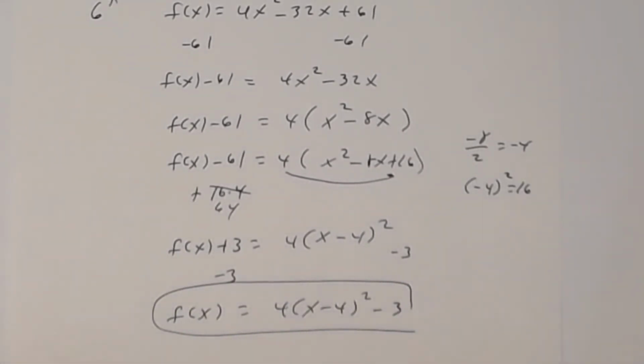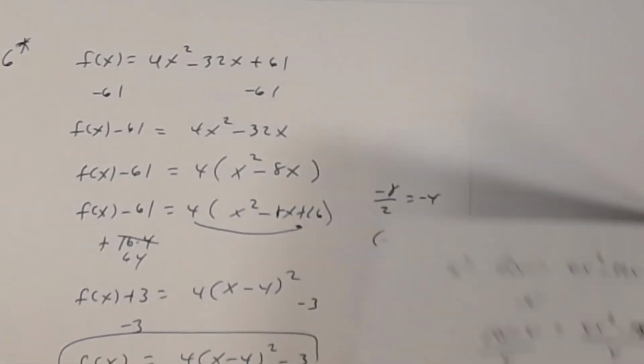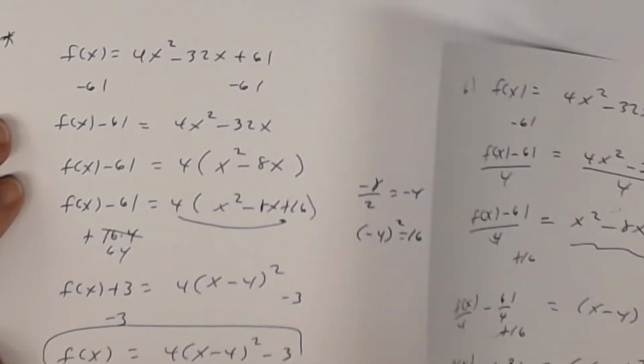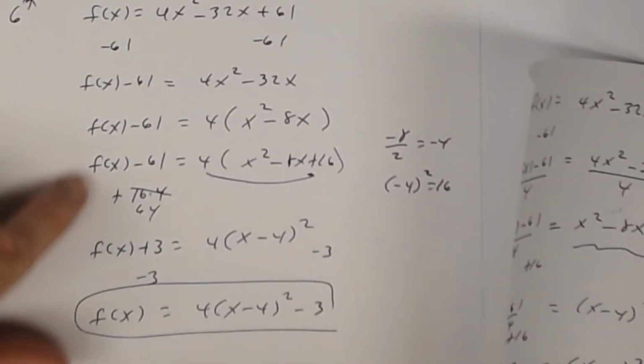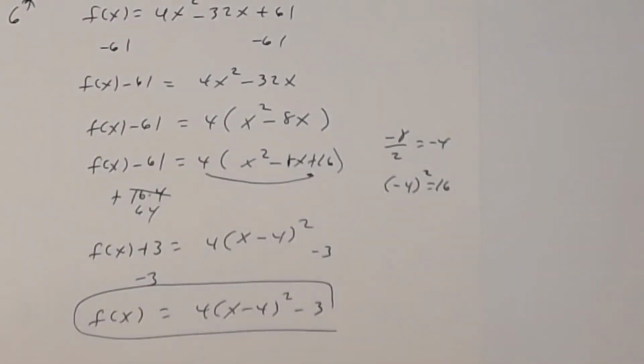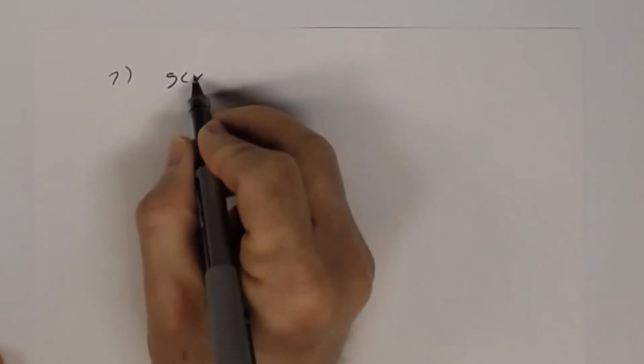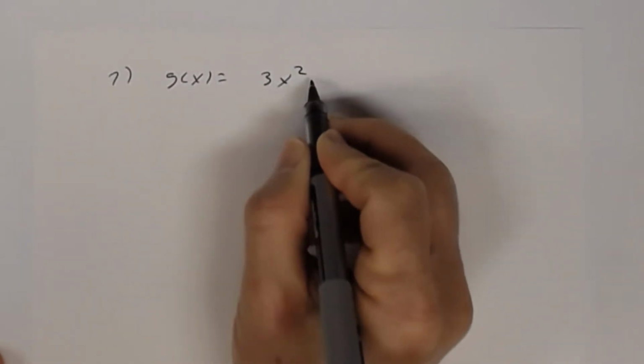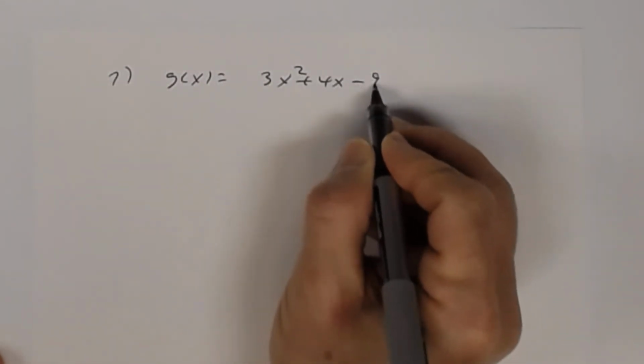All right. So just think about which would be easier for you. All right. So in this problem, it seems like you would say, well, that looks a little bit better to deal with than this, right? Okay. All right. So let's look at another one. So let's do number 7. All right, in number 7, let's suppose we had g of x is equal to 3x squared plus 4x minus 9.